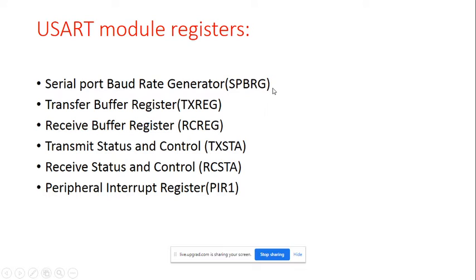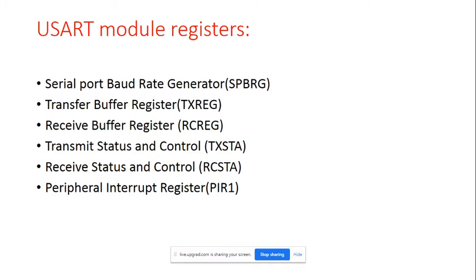Then next, regarding the transfer buffer register, that is the TX register. Now we want to transfer data from one device to a second device. For example, the first device is a PC and the second device is our controller, the PIC 18F4520. I want to send data from the PC to the other side. Whatever data I want to transmit, I must place somewhere, and that register is called the transfer buffer register. Whatever 8-bit data I want to transmit, I first place into this register, the transfer buffer register.